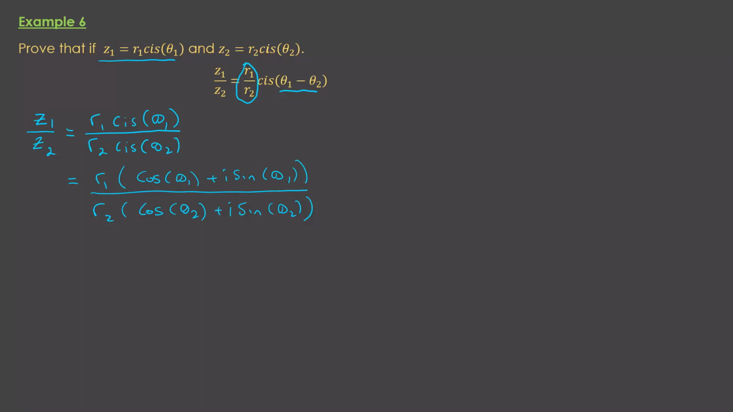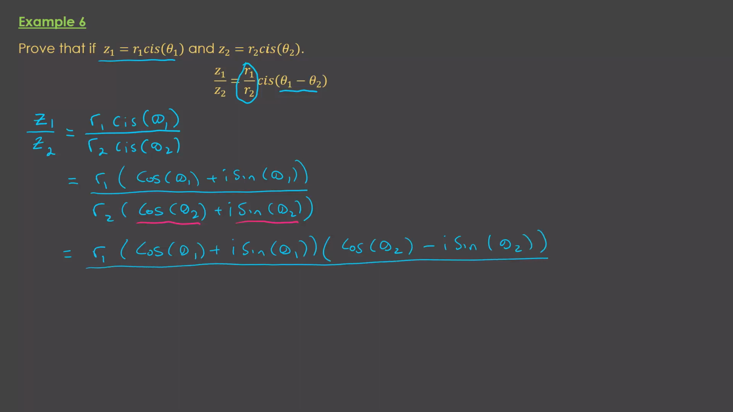Now, of course, when it's written like this, cos theta 2 plus i sine theta 2, that's really in rectangular or Cartesian form. Now think about what we do in that situation. We would multiply the top and the bottom by the conjugate of the bottom. So we've got our R1, cos theta 1 plus i sine theta 1, and I'm going to multiply that by cos theta 2 minus i sine theta 2.